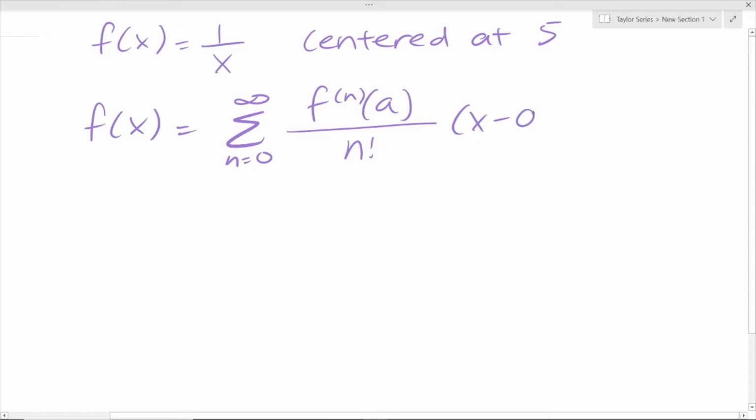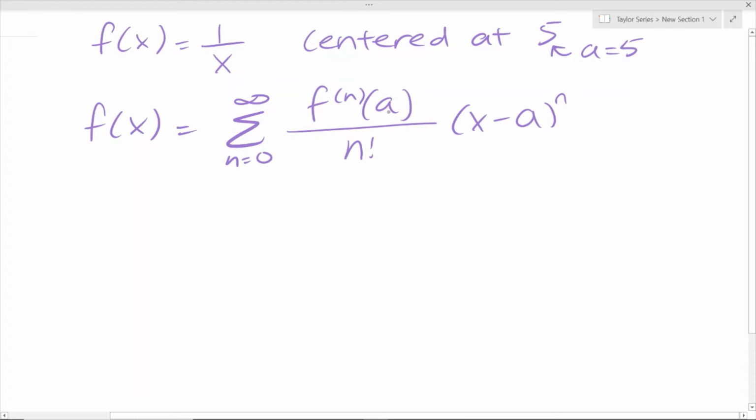And so we have an A here, right? And the A is basically what it's centered at. So the A in this case is going to be equal to 5 as shown from here, okay? So we have to find the Taylor series of this. So we have to kind of use this formula.